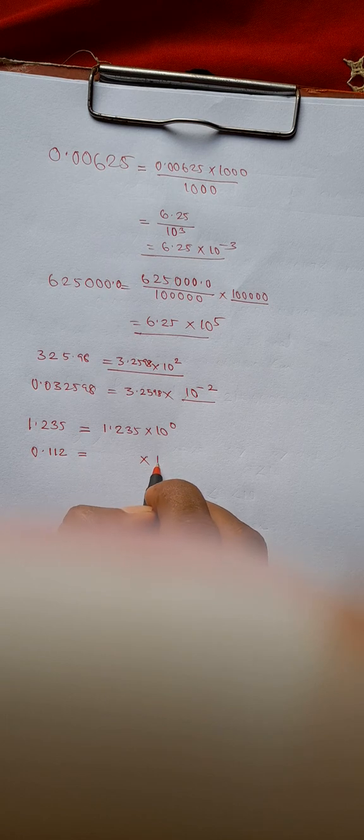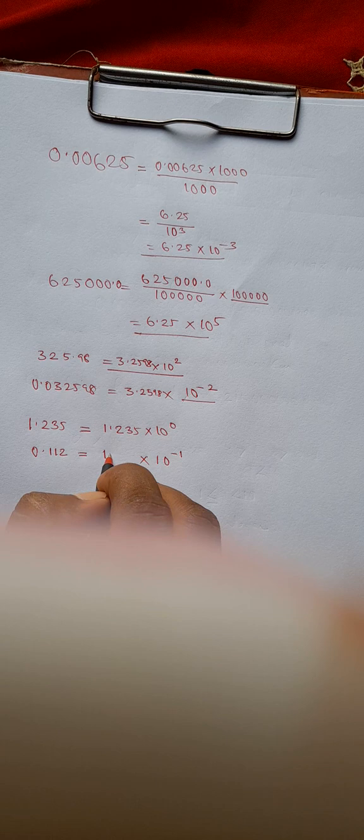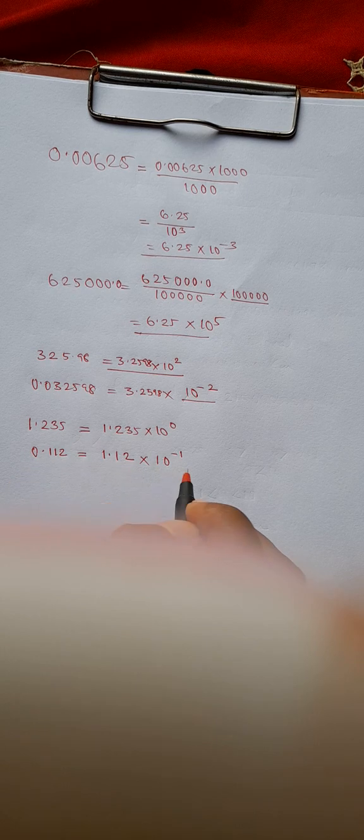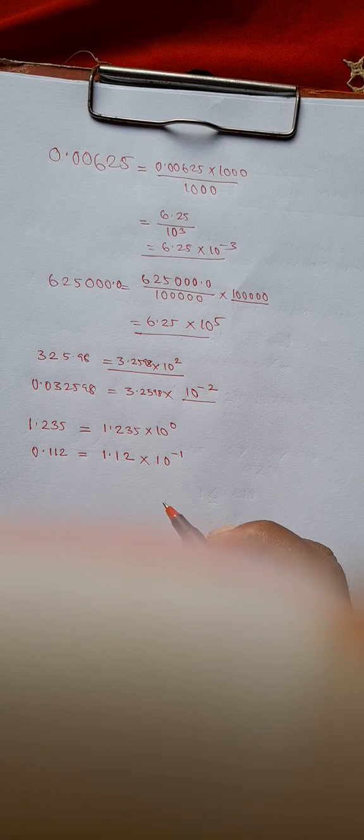Right. Take one more example, say 0.112. Now you are shifting the decimal to the right side, so 10 to the power minus 1. Since you have to shift the decimal only one place to the right side, we get 1.12, 10 to the power minus 1. Now let's do some examples from the CBSE curriculum.